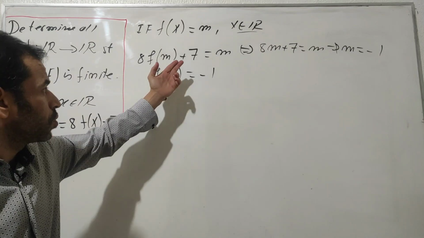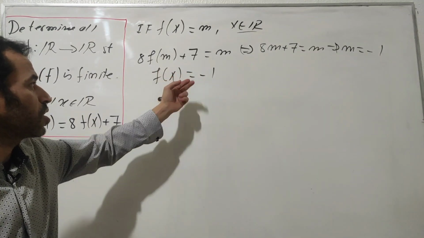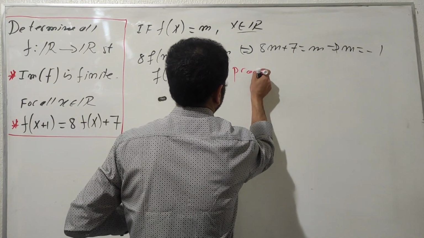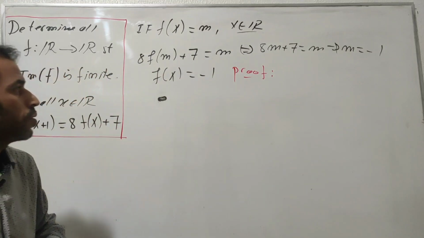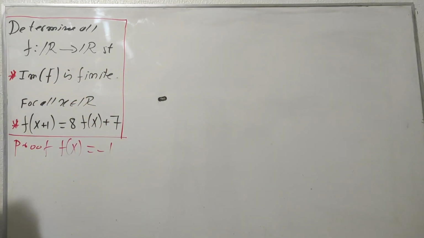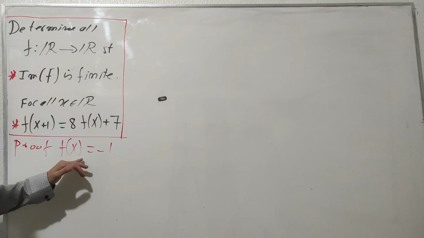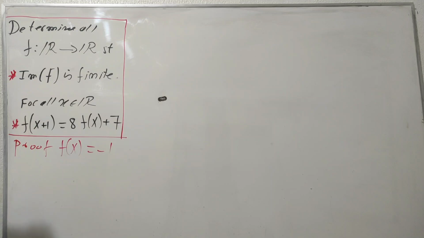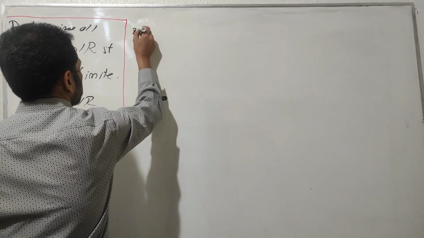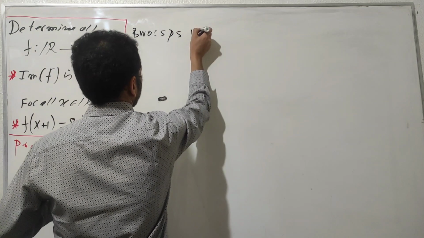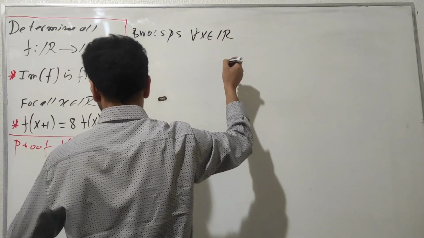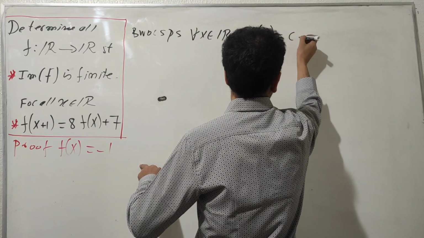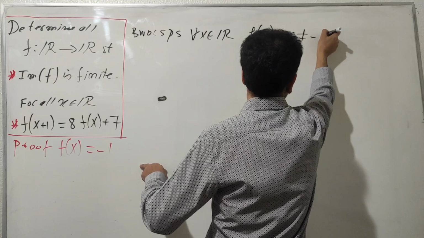Which means this function is clearly a constant function, but we need to prove this. To prove it, I'm going to go by way of contradiction. We are going to suppose this function is not equal to minus 1, and we will find the contradiction at the end. So by way of contradiction, suppose for all x a real number, f of x equals the value c, which is different from minus 1.